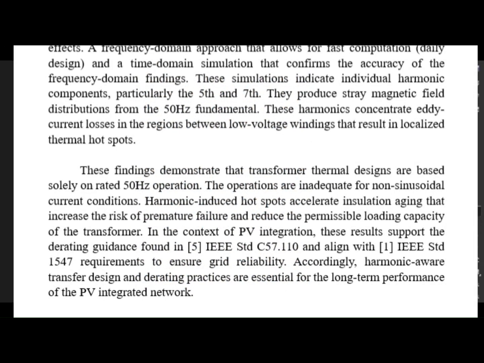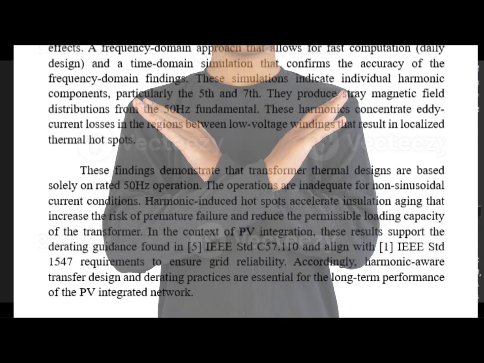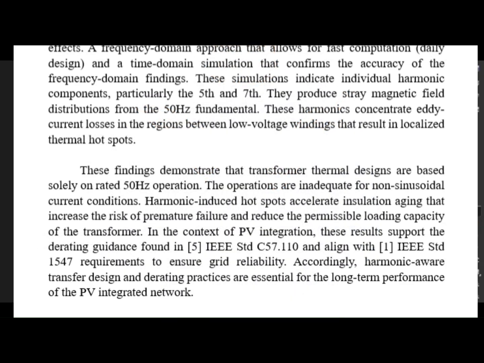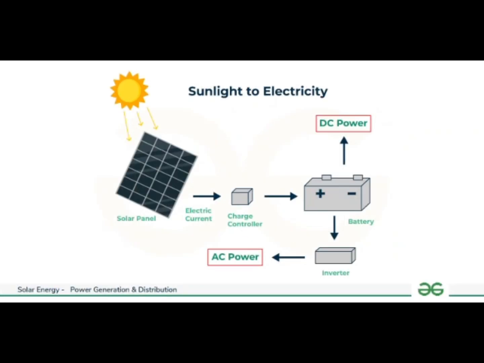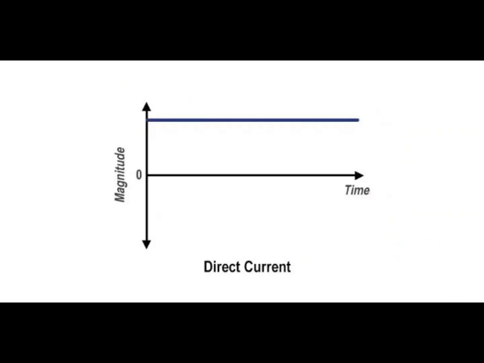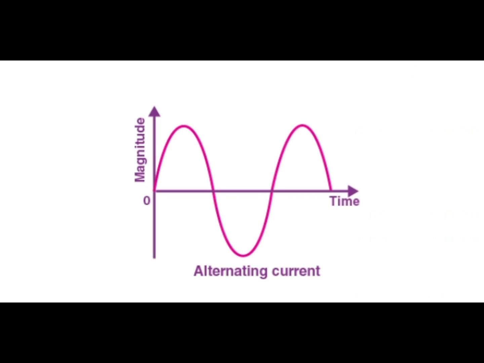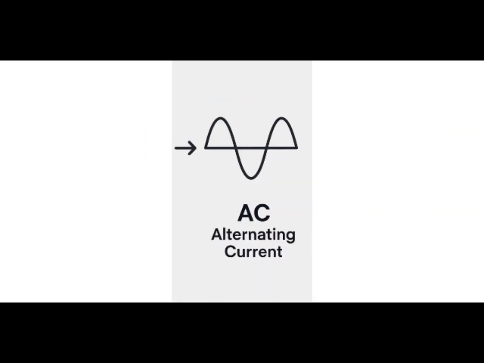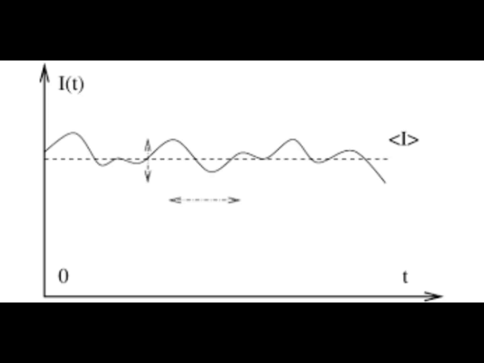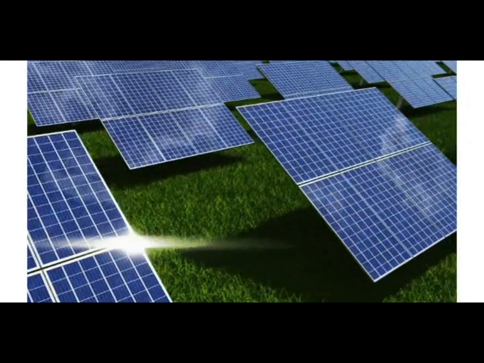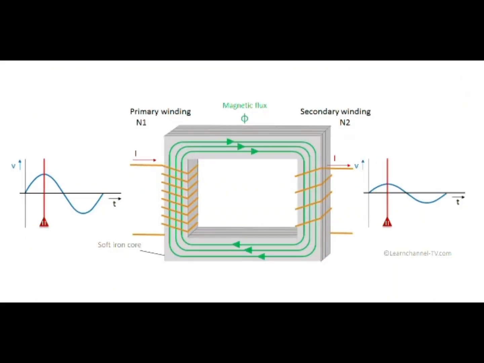This shows that 50 Hz based transformer designs are inadequate, supporting derating practices in IEEE standard C57.110 and compliance with IEEE standard 1547. At the input stage, the solar power generation system converts the direct current generated by the photovoltaic panels into alternating current, DC to AC, usually at a low voltage like 400 volt. At this stage, the current may still fluctuate and cannot be directly connected to the grid. So here is where the transformer does voltage conversion.